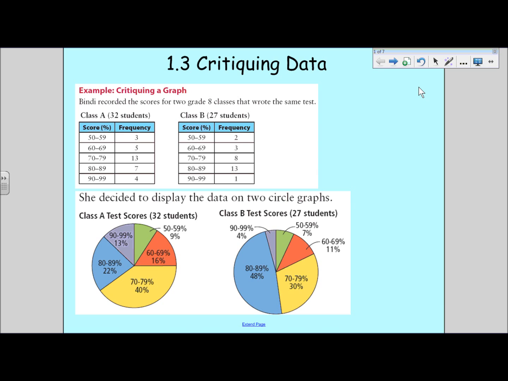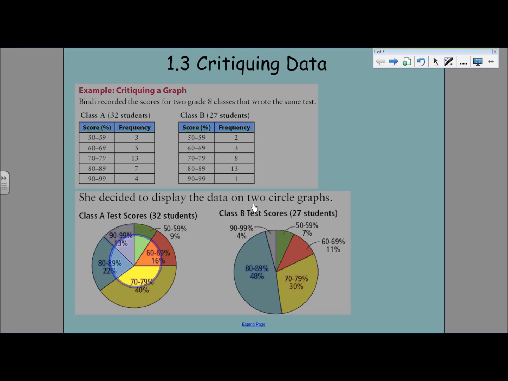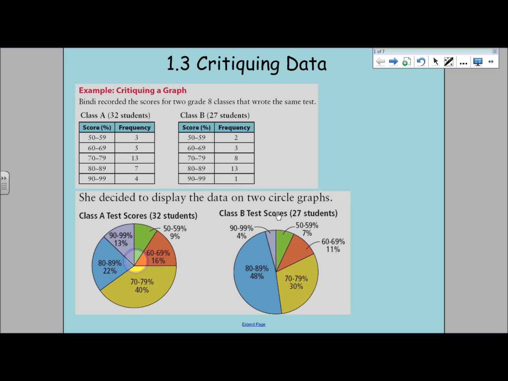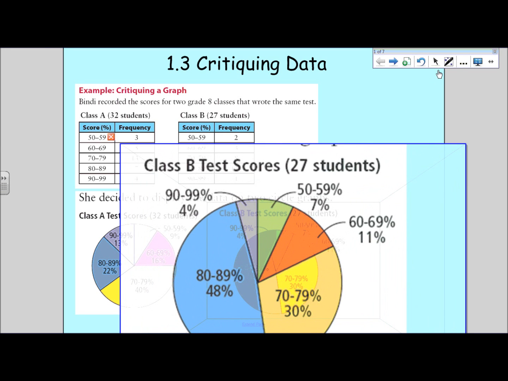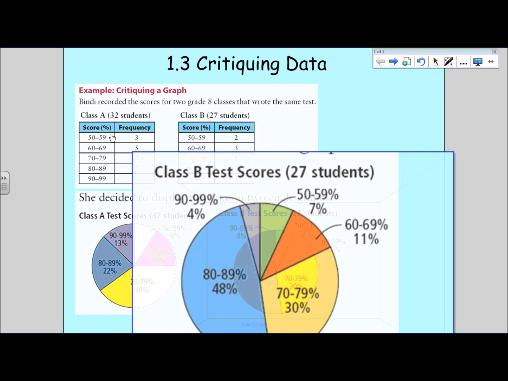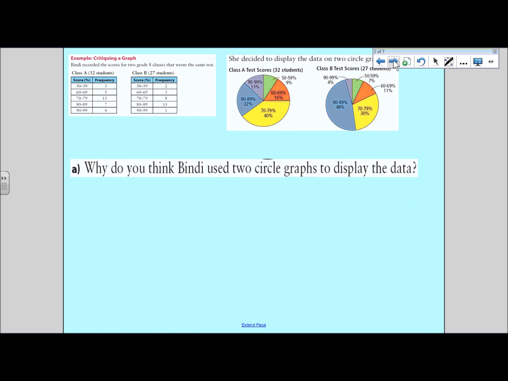Class A test scores are located on the left-hand side, and Class B students are located on the right-hand side, right here. So we've got to critique these 2 graphs. So why do you think Bindi used 2 circle graphs to display the data?